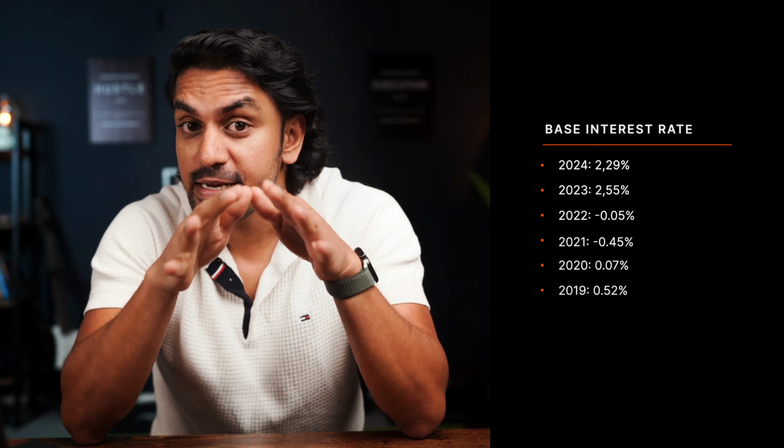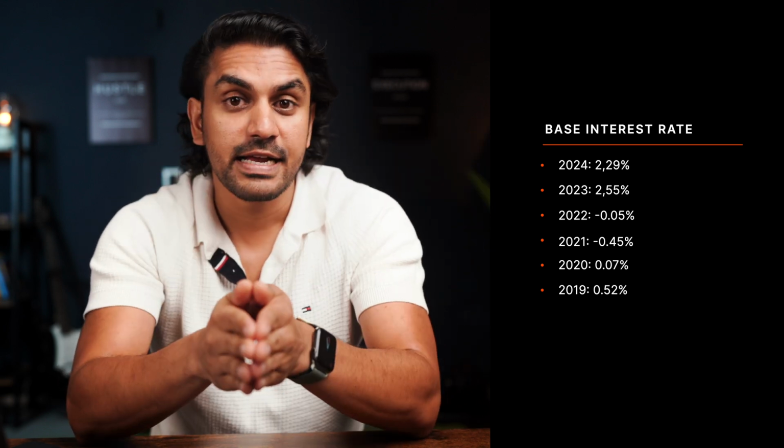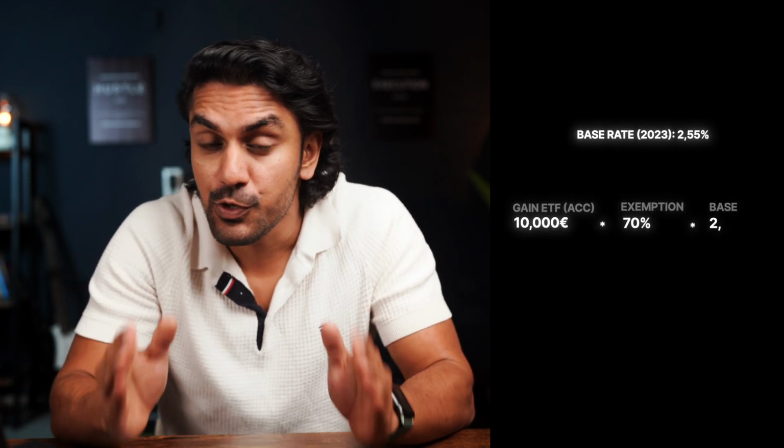And since this base rate has been 0 or negative in recent years, the advance flat rate has also been 0. But for 2023, the base interest rate is set to 2.55%. What this means is that now there is an advance flat rate of around 180 euros per 10,000 euros of an equity ETF. You pay 25% of the advance flat rate as withholding tax plus the solidarity surcharge and, if applicable, the church tax. And this results in a maximum tax of 36 euros per 10,000 euros for 2023.